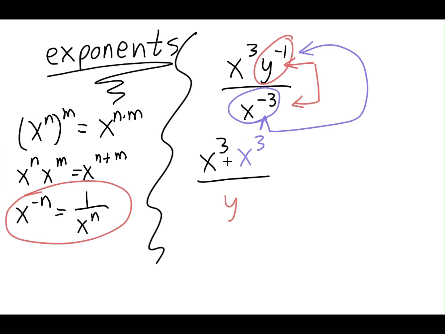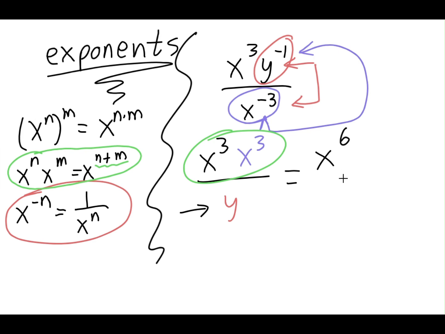So now this y is as simplified as it's going to get. I'm not going to touch that. But we can simplify the x cubes. We have x cubed times x cubed. That's going to be this rule here. We have x to a power times x to another power. We're going to add the powers. So that's going to be x to the 3 plus 3 is 6 over y. So that's x to the 6th over y is our answer. That's as simplified as we can get. All right, let's look at another one.